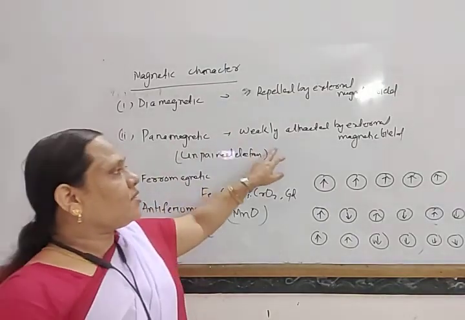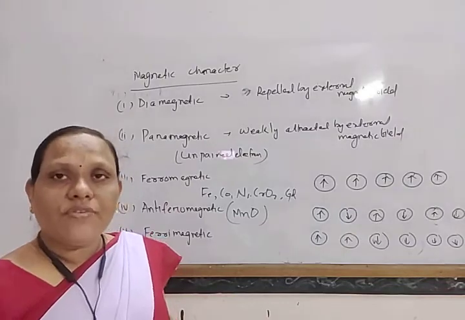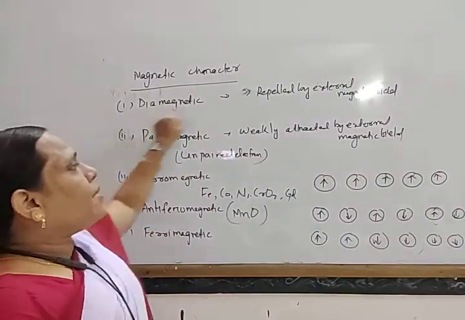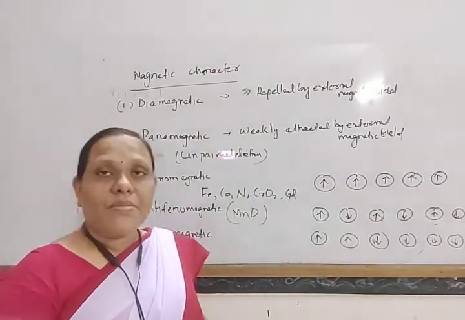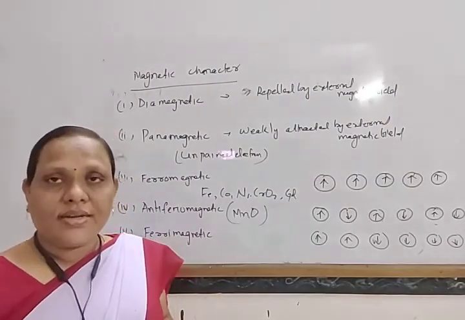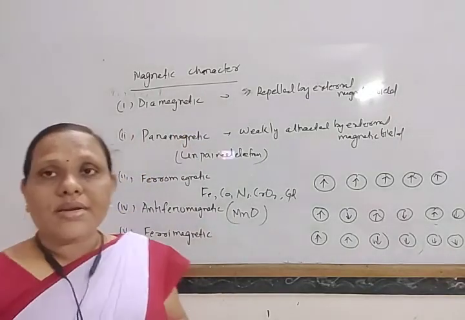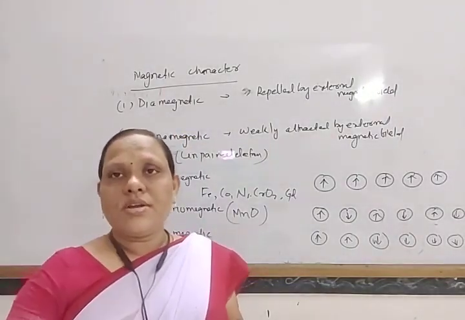Paramagnetic substances are weakly attracted by a magnetic field due to the presence of unpaired electrons, like the oxygen molecule. And diamagnetic substances are repelled by the external magnetic field, where all the electrons are paired in an atom or in the crystal. So this is all about the solid state.